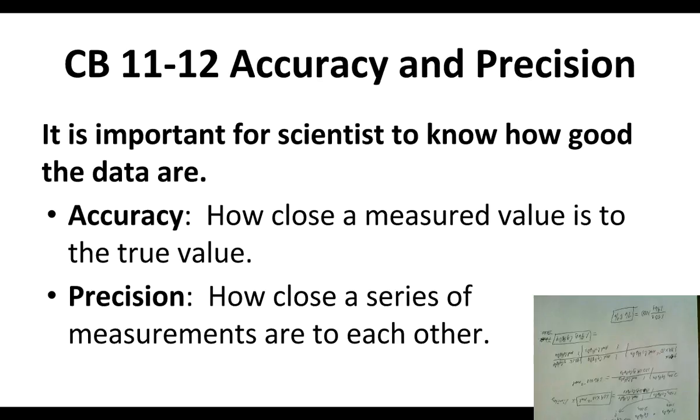Now, precision deals with how close a series of measurements are to each other. And so if numbers are really, really close to each other, for example, if you did the density and you repeated that 3 times like we do in the carbon dioxide lab, and you compared your 3 densities, if they were really close to each other, you would say that your measurements are very precise.